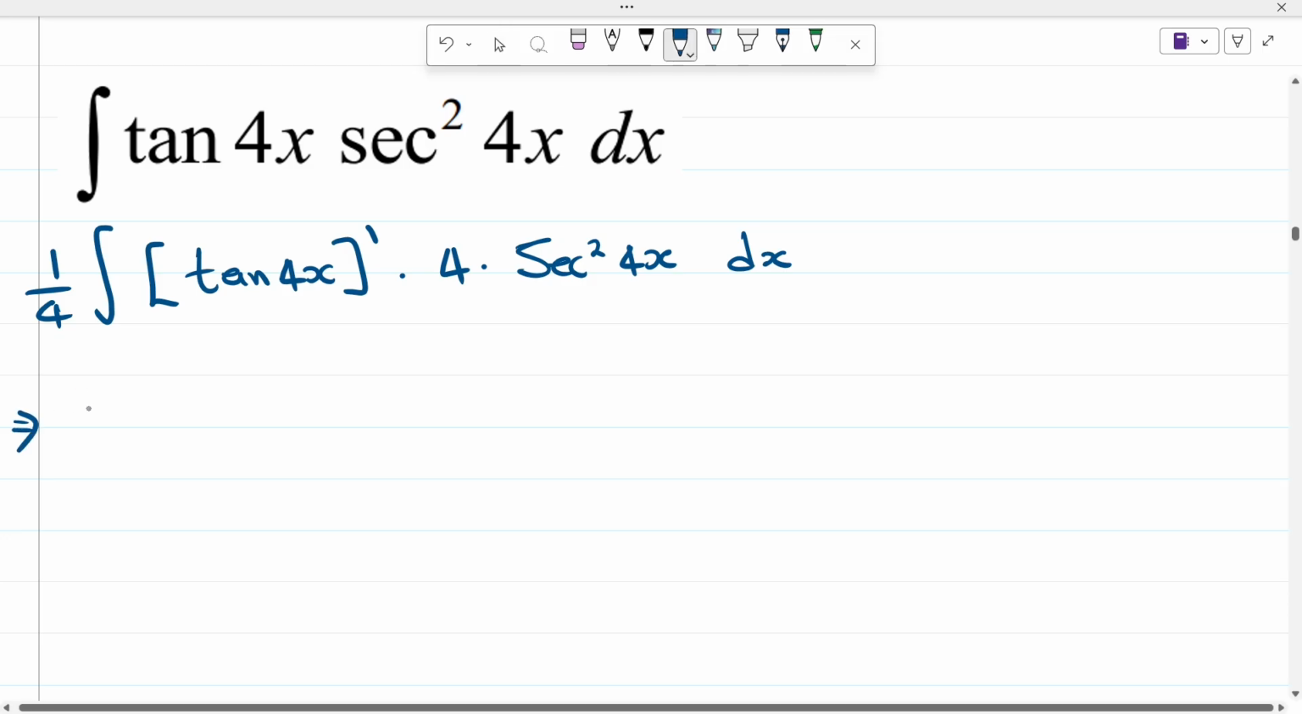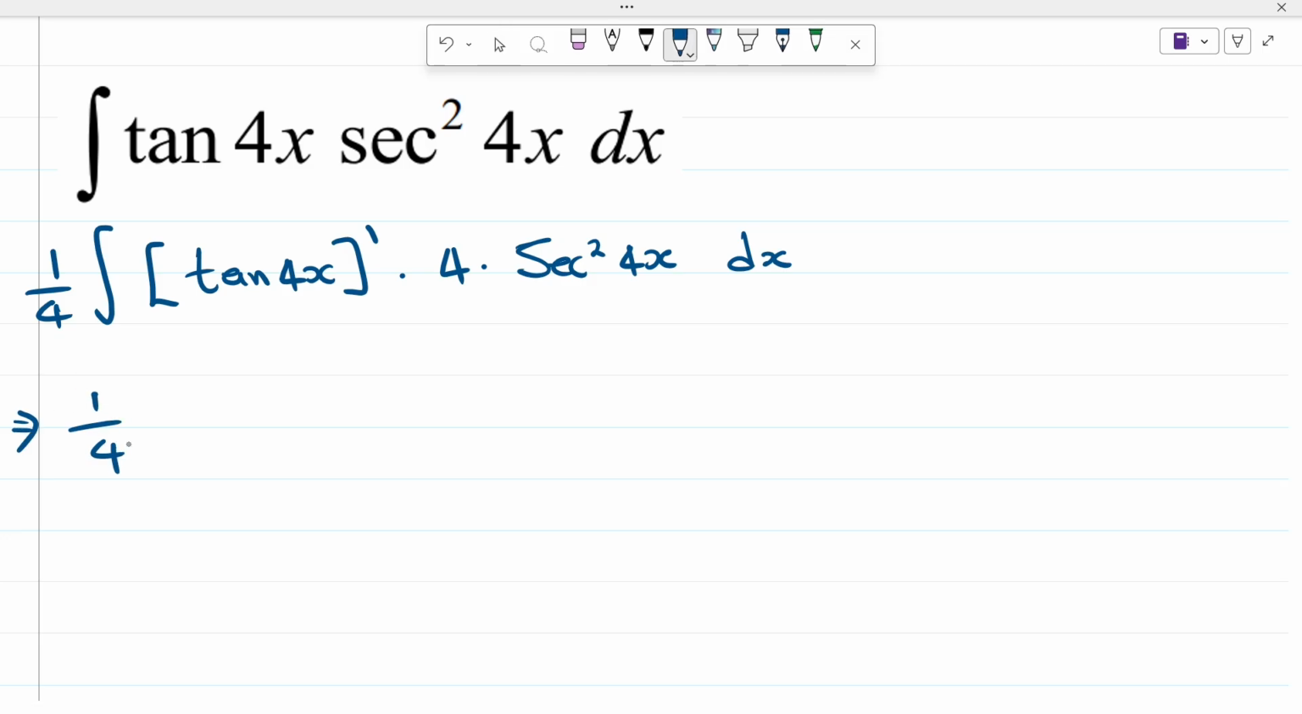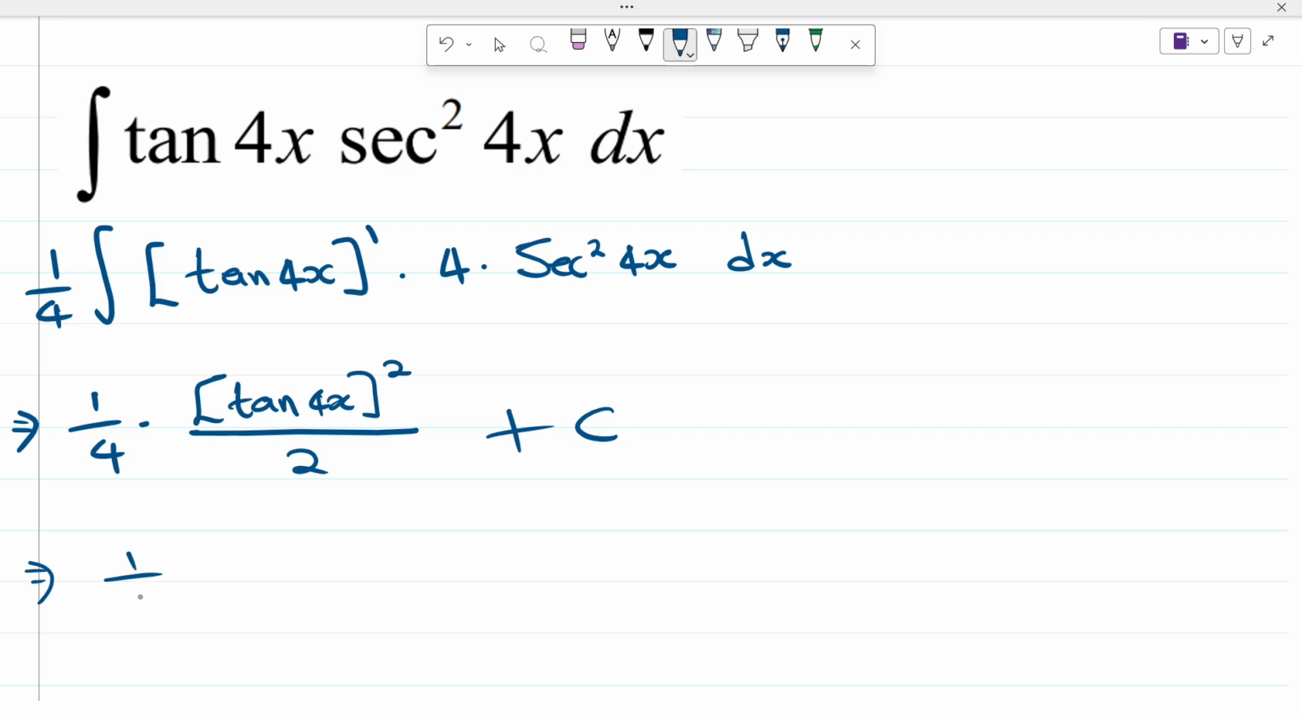So the answer for this is just going to be 1 over 4 multiplied by tan 4x to the power of 1 plus 1, which is 2, divided by 2, plus c. That is the same as 1 over 8 tan squared of 4x plus c. So that becomes your answer.